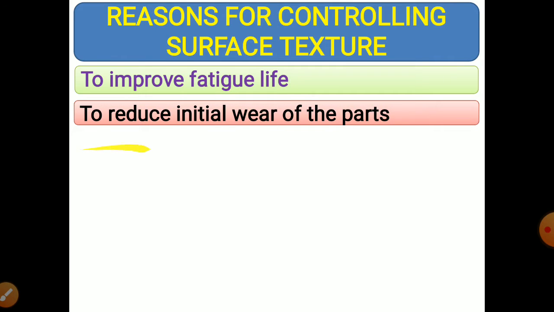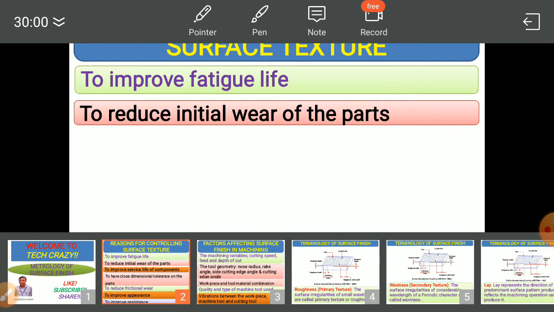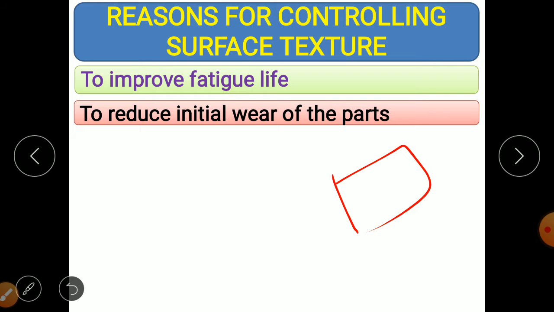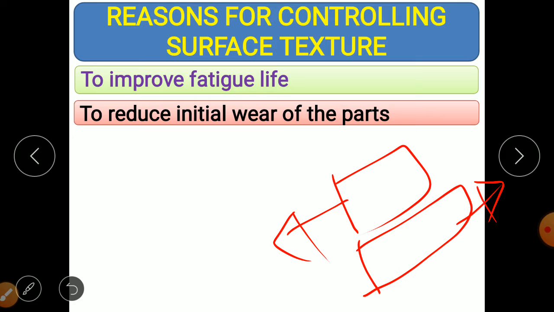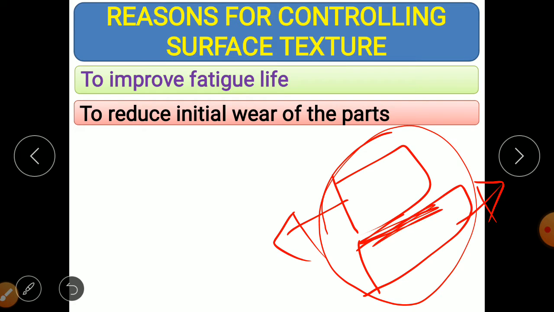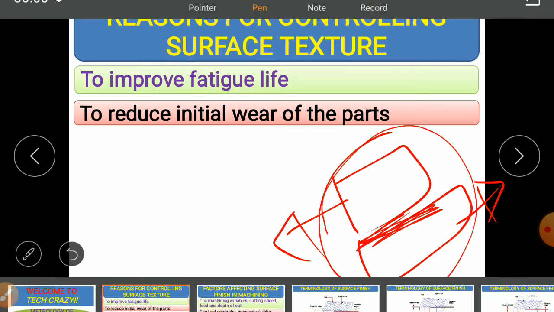Next is to reduce initial wear of the parts. It will also reduce the wear if the surface finish is good between two moving parts. Let us say it is one part and it is another part. It is moving in this direction, it is moving in this direction. It is just like friction. If these two surfaces are smooth, then there will be less wear. It will reduce the wear.